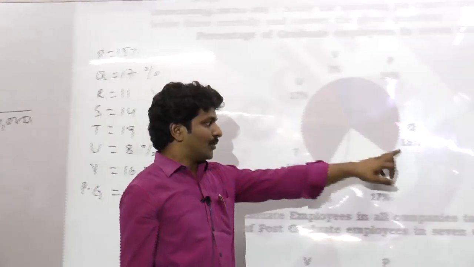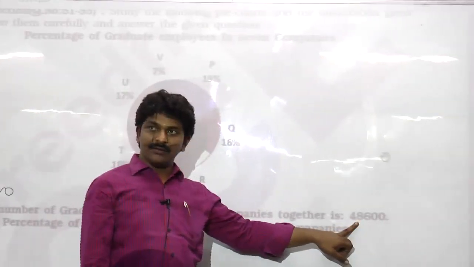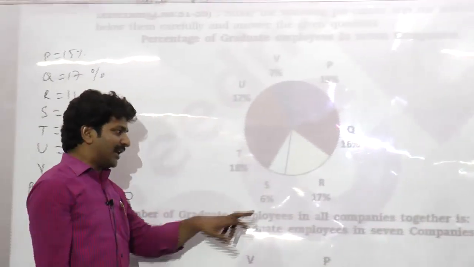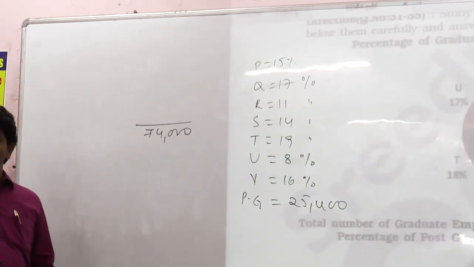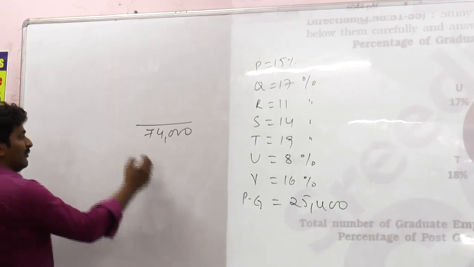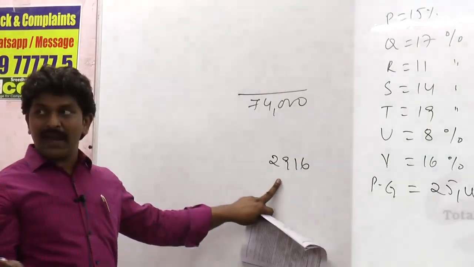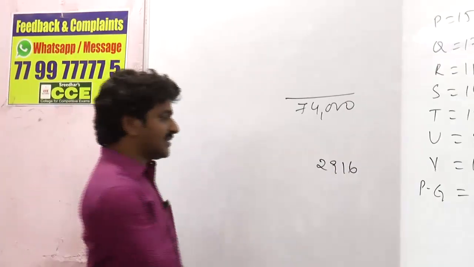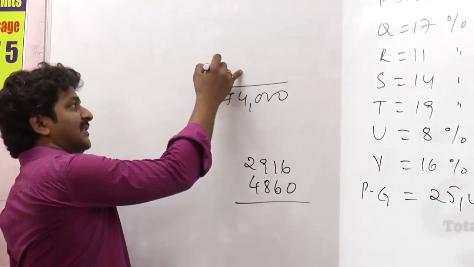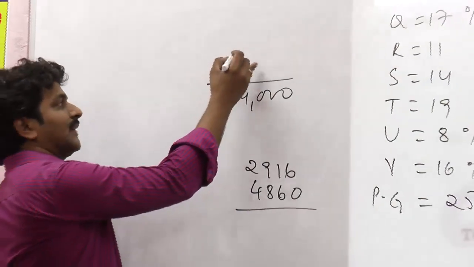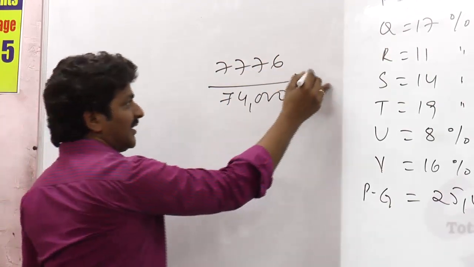Graduates from company Q, 16%. 16% of what? This number, right? 48,600. I think earlier we have calculated 6%, which is 2916. This is 6%. To this, if you add 10%, you will get it. 10% is 4860. Total that is 7,776. Percentage, right? So into 100.